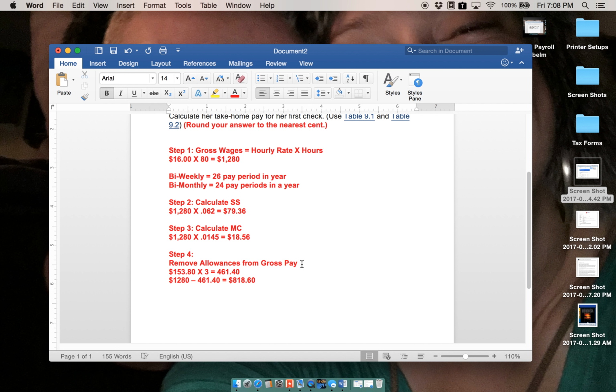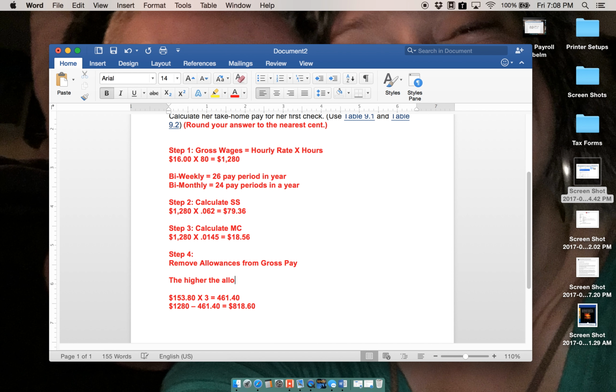When we start working at a job, we have to fill out Form W-4. That form tells your employer how many allowances you want to claim on your paycheck, okay? The whole point of that has nothing to do with Social Security and Medicare. It has to do with the amount of federal income tax withholding that they're going to withhold from your paycheck. So before we go over the calculation, let me write out how it works.